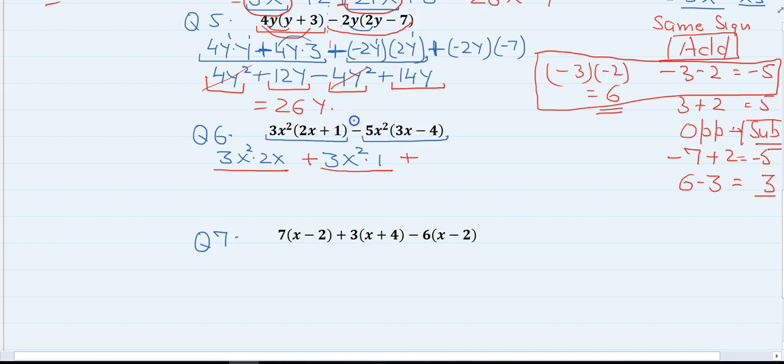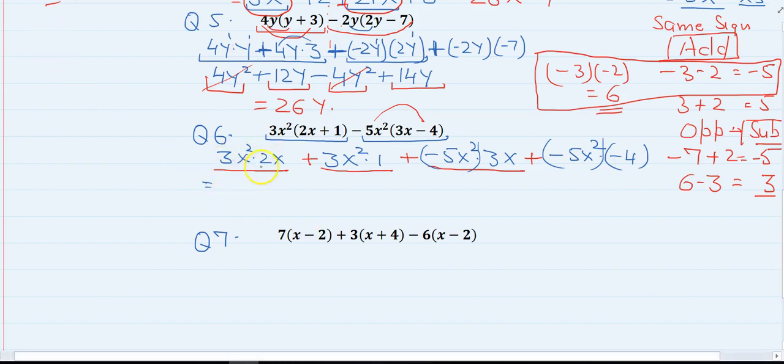Now minus 5x square. We have to take this negative into the considerations. Minus 5x square multiply 3x. This is our third term. Plus, again we have the same number. So minus 5x square multiply minus 4. You don't get confused with this negative sign, so sometimes we put it in brackets so that we know it's for multiplication.